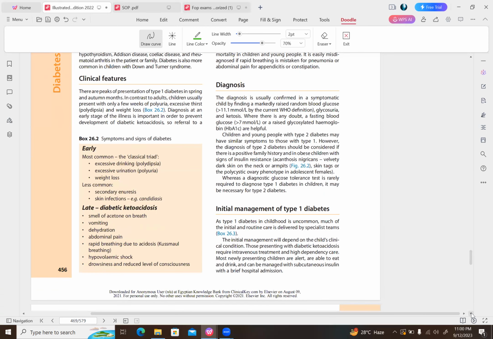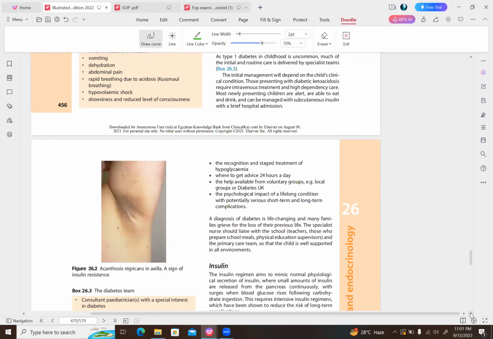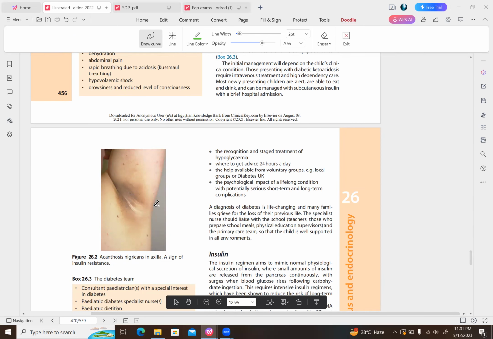What are the signs and symptoms of diabetes? You can have polydipsia, polyuria, weight loss, and less commonly, secondary infections and skin infections. Yes, remember this picture of acanthosis nigricans. This dark skin in the axilla is called acanthosis nigricans, and it is a sign of insulin resistance. It's seen in type 2 diabetes.